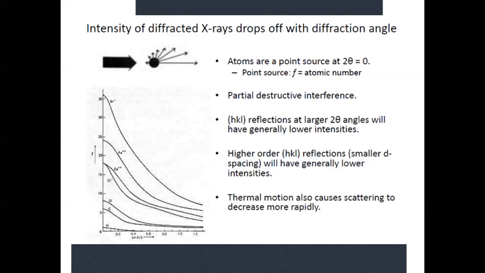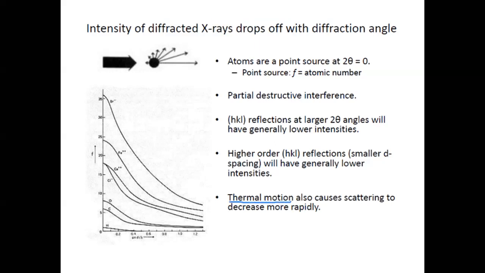Also, thermal motion causes scattering to decrease more rapidly because the atoms vibrate, which affects the scattering ability of the atom. To resolve this, we like to collect data at low temperature, usually about 100 Kelvin. At 100 Kelvin, you minimize the thermal motion of the atoms, making them more effective at scattering.